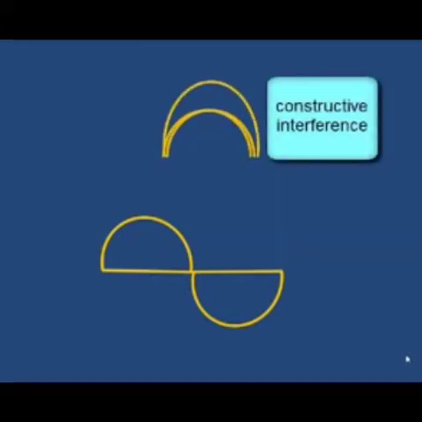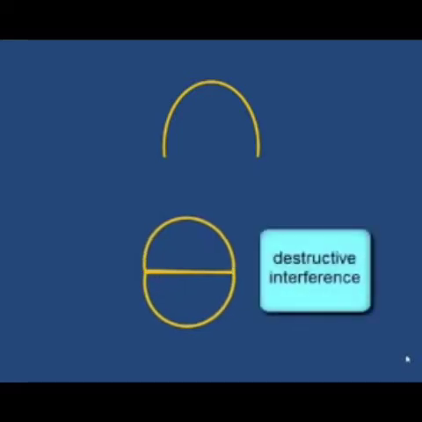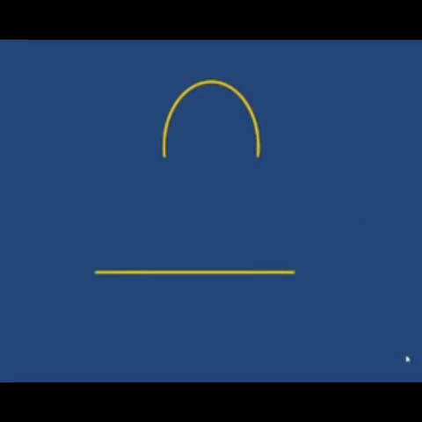When waves come together like this, they add when they reach the same space. It's called constructive interference. When waves come together as shown below, they will cancel each other out. That's called destructive interference. So that needs to be remembered.